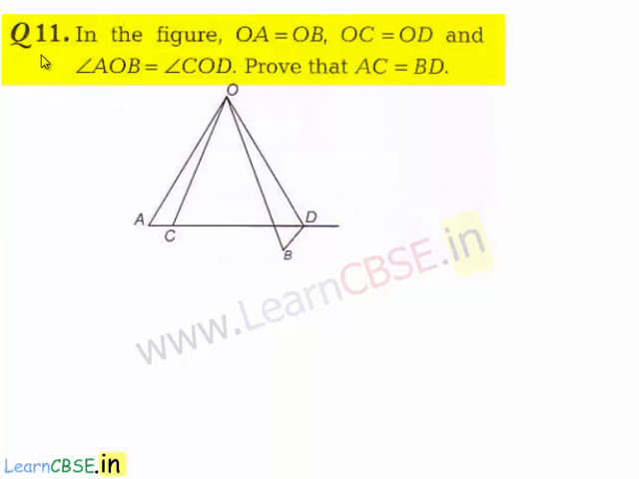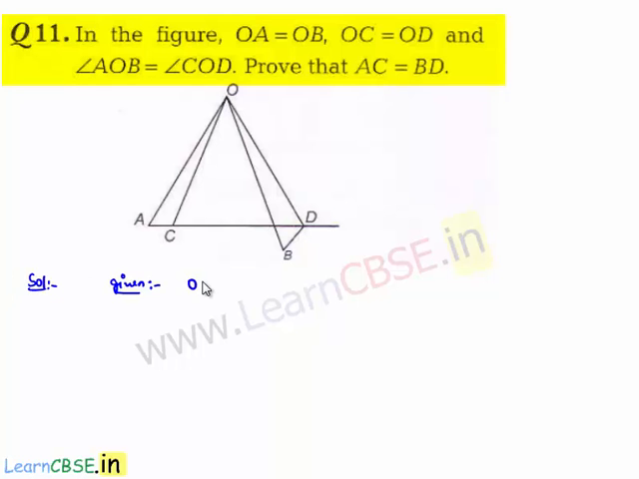Moving on to question number 11. In figure, OA is equal to OB, OC is equal to OD and angle AOB is equal to angle COD. Prove that AC is equal to BD. Now moving on to solution.